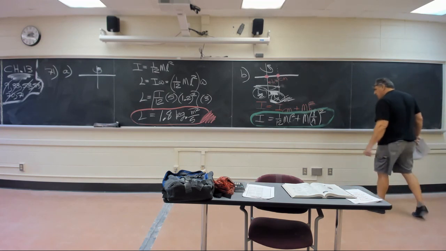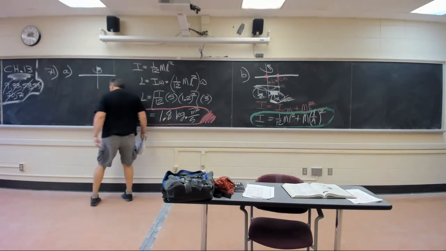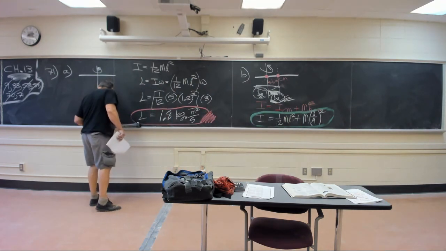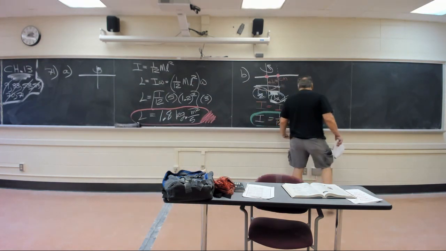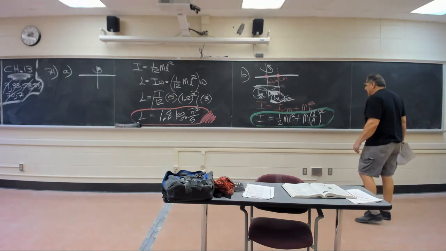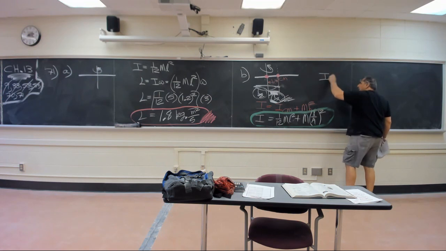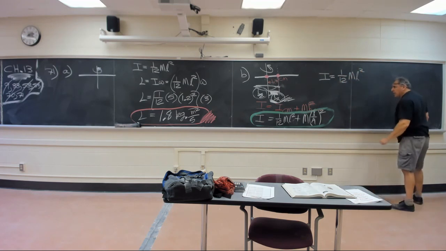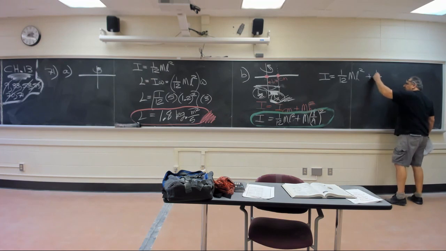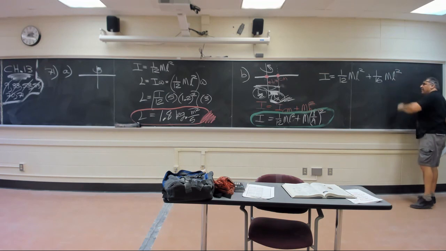Yeah, absolutely. There are a lot of ways to go. They're all easy. It depends how rigorous you want to get in your manipulations of what's going on here, you guys. You could take this and say that I is equal to 1/12 ml squared plus 1/16 ml squared.